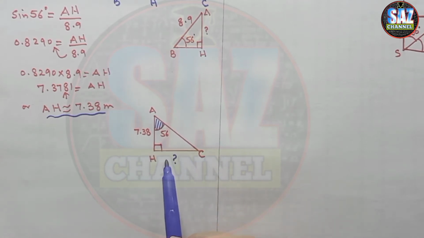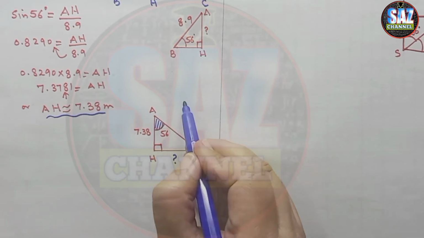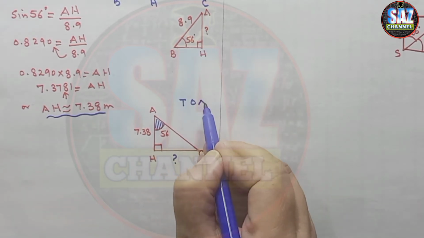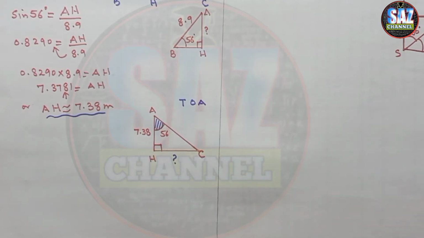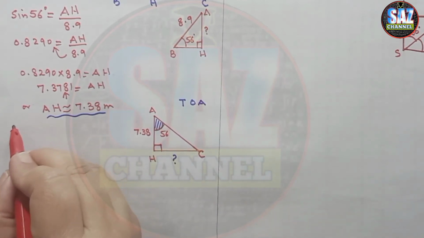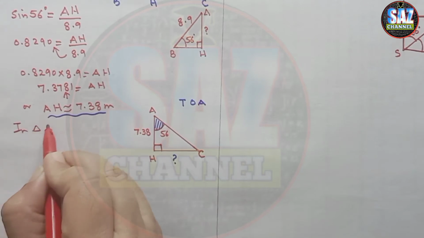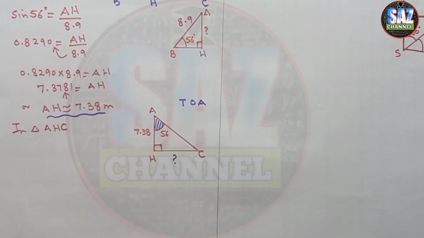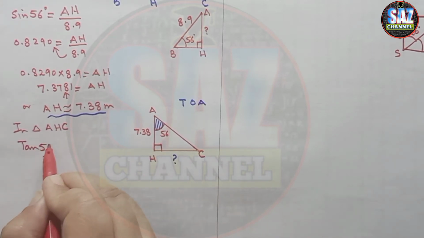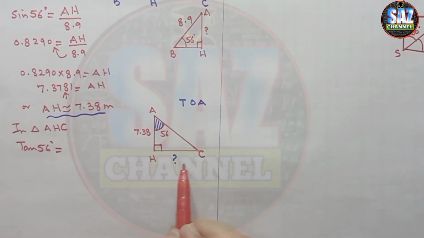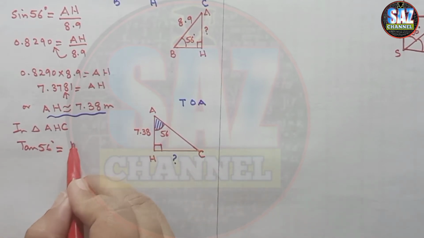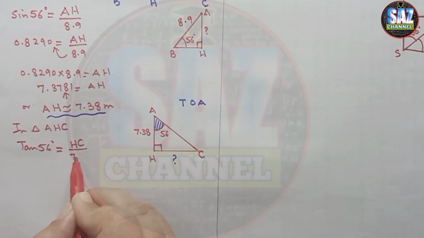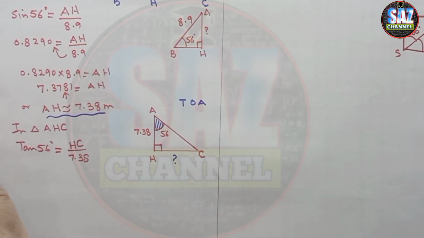Now recall which trigonometric ratio is suitable for opposite and adjacent. So, tan: tangent is opposite and adjacent. Now in triangle AHC, tangent 56 degrees equals opposite, which is HC, upon adjacent 7.38.